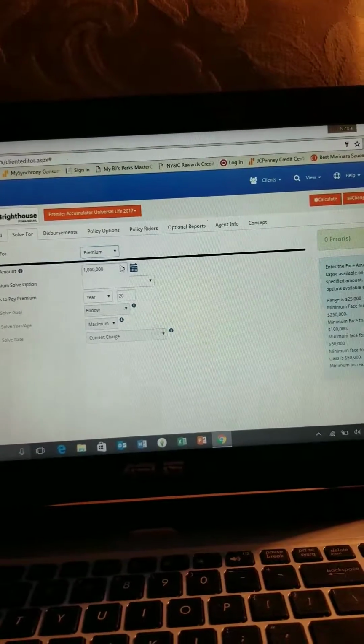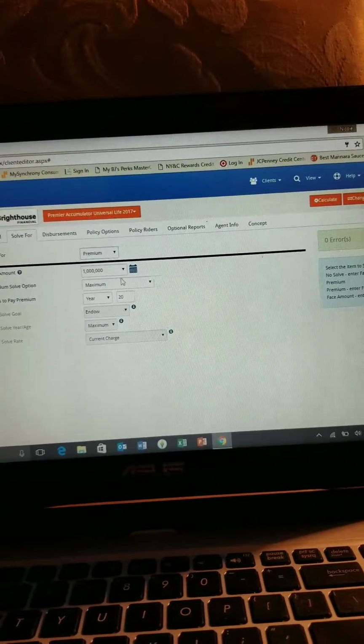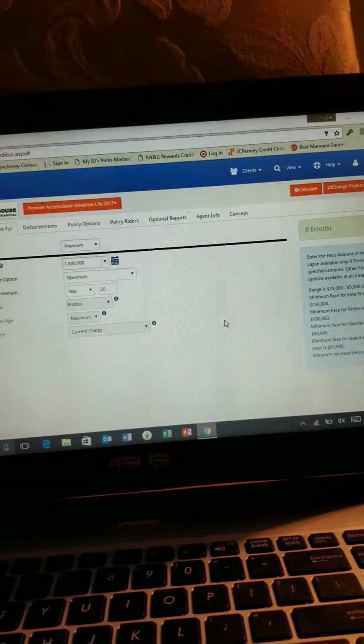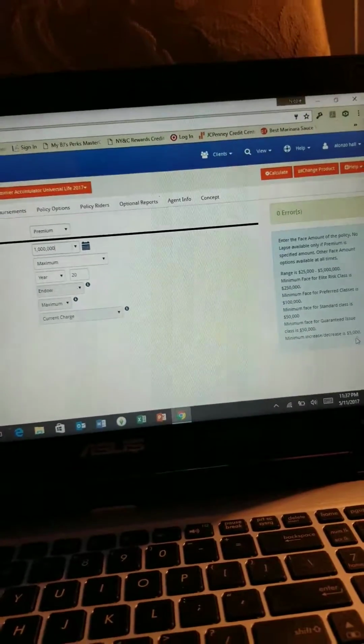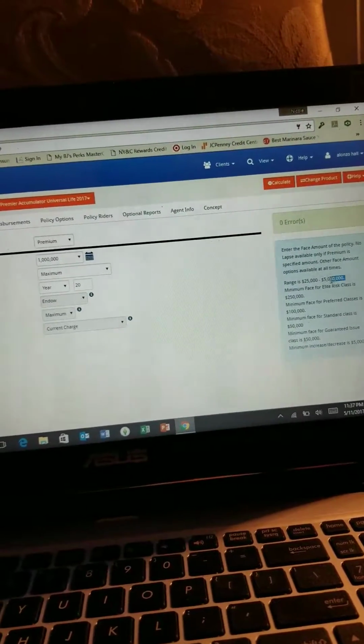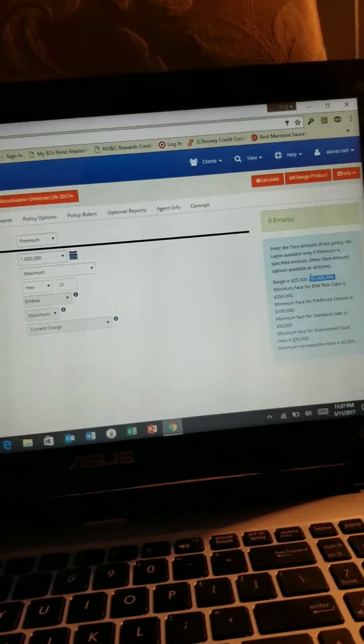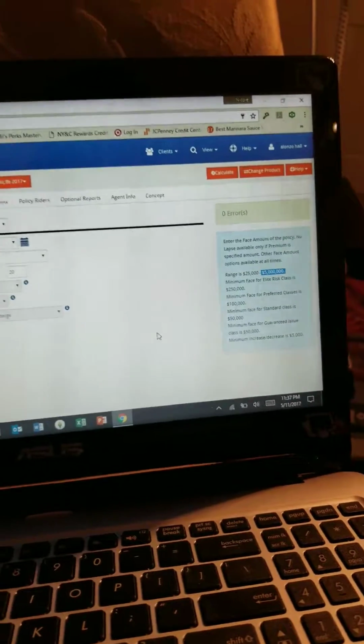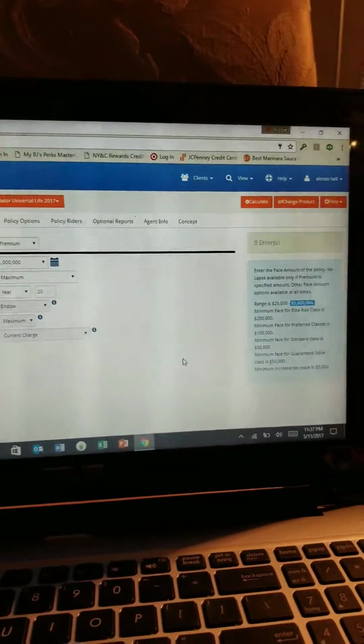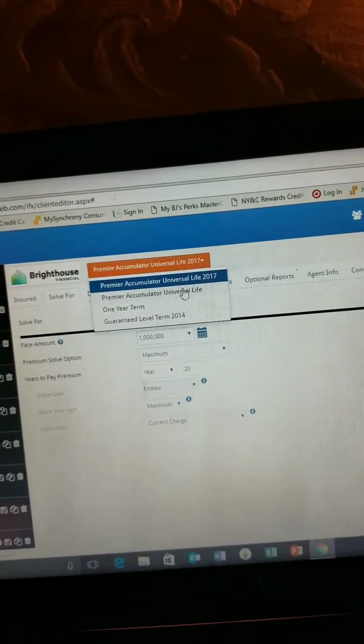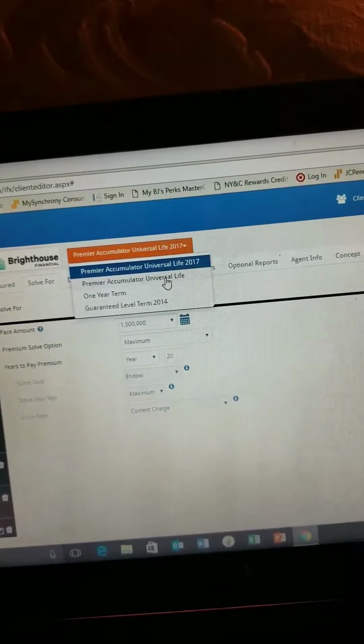Now, this one again is a solve for the face amount. So this policy, the minimum amount you can get is $5,000. The maximum amount on this policy is $5 million. Okay, but again, each type of a policy is going to have a different amount that is your maximum. Again, as you'll see, it says Premier Accumulator Universal Life 2017. I am used to the regular Premier Accumulator Universal Life.